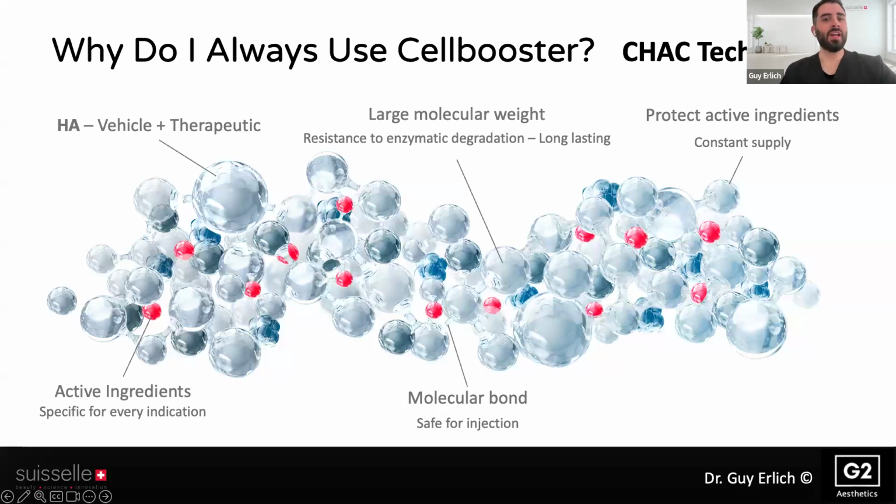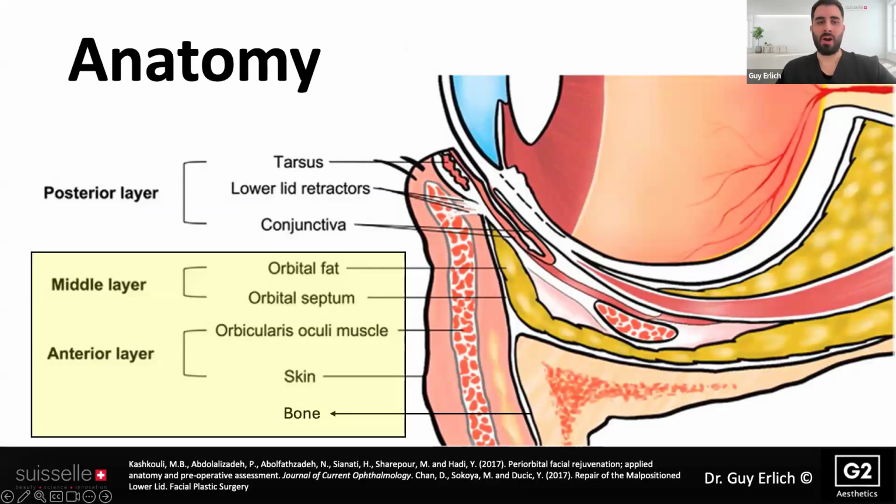So if that is clear, we can start to speak about anatomy and pathophysiology. So we know the skin, we know the different skin layers, the epidermis, the dermis, we know the bone, we know the five layers of the face, starting from the skin, then the superficial fat pad, SMAS layer, deep fat pad, and periosteum and bone.